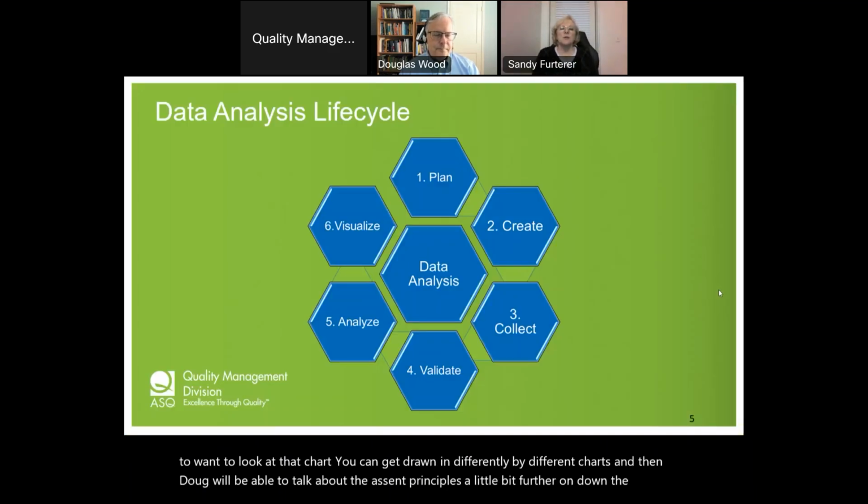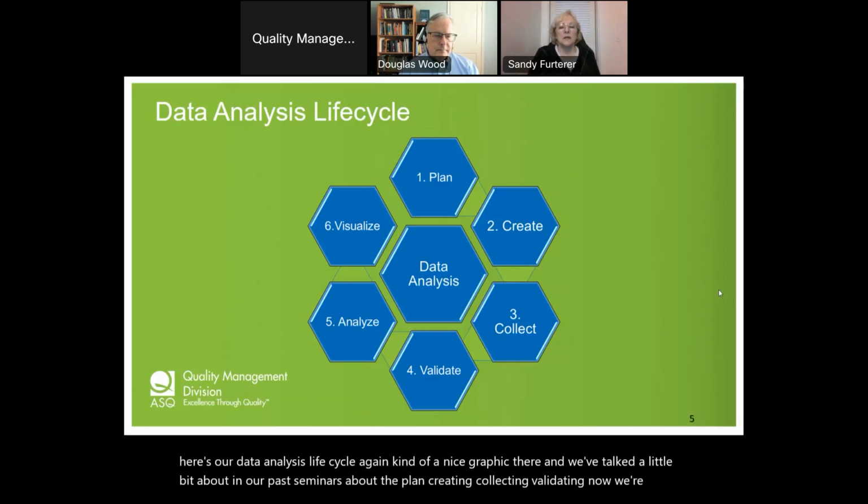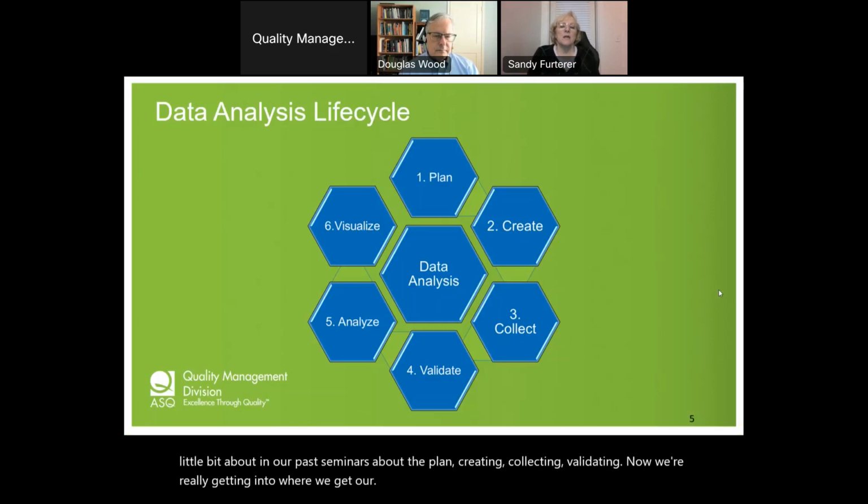So here's our data analysis lifecycle. Again, kind of a nice graphic there. And we've talked a little bit about, in our past seminars, about the plan, creating, collecting, validating. Now we're really getting into where we get our data, and then we are starting to validate that data, analyzing, and then of course visualizing.